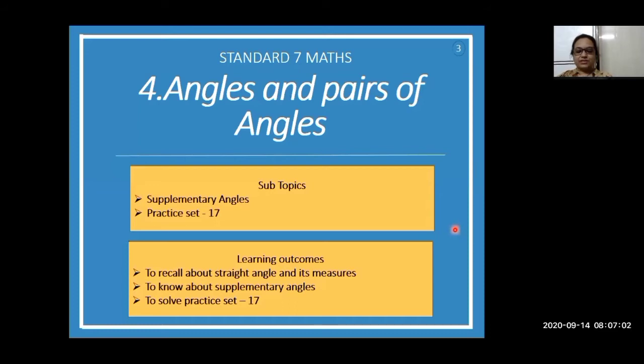In the last lecture, we learned about complementary angles and did practice set number 16. So, today we are going to learn supplementary angles and practice set number 17. So let's start. Let me share screen.